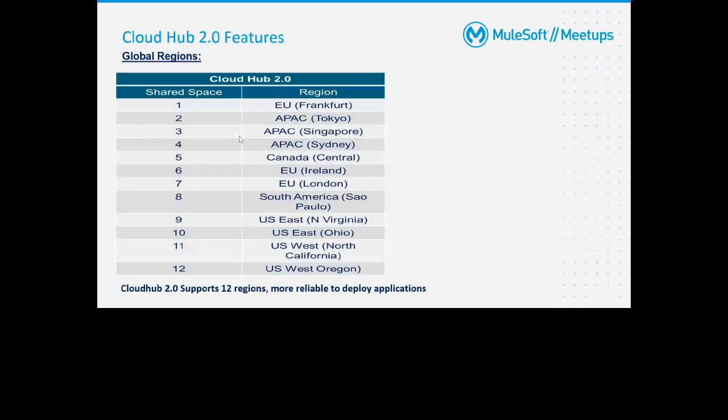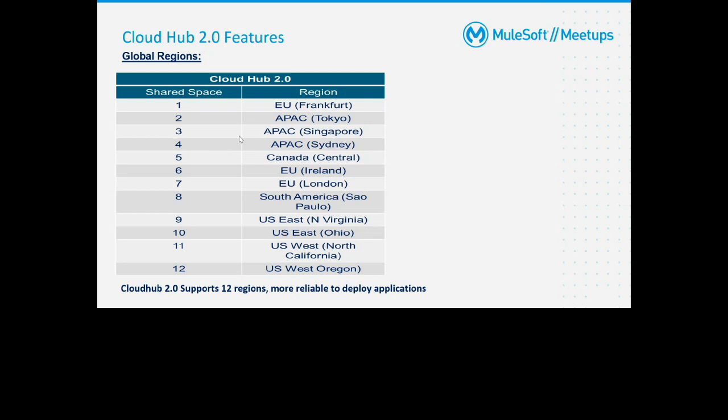Okay, so let's move on to the next slide. Regions. There are 12 regions which are supported. It has EU, APAC, and Canada, EU Ireland, EU London. So you can choose the region which is closest to where you want to host your applications, to mitigate any kind of latency, API latency or anything.